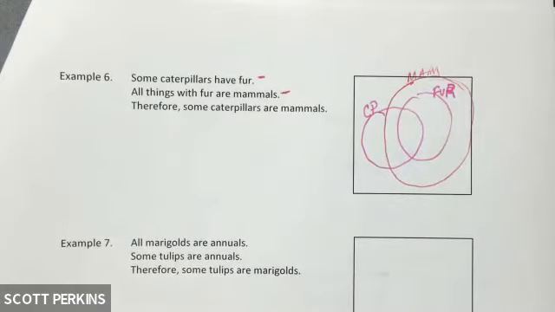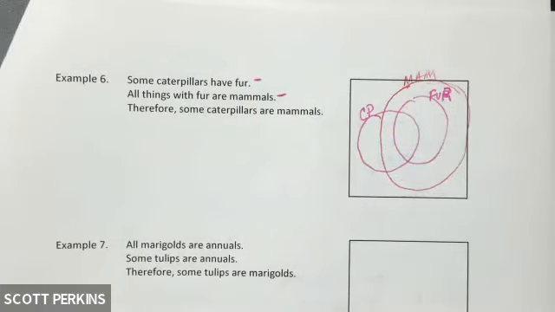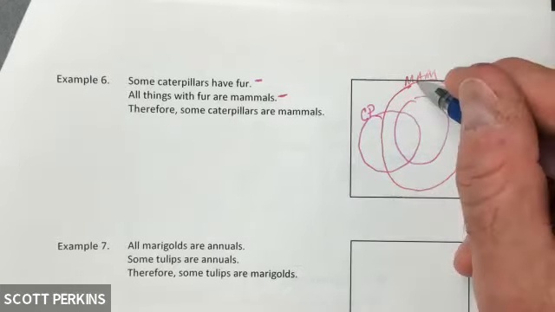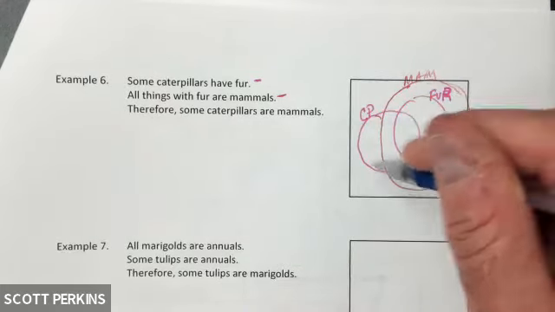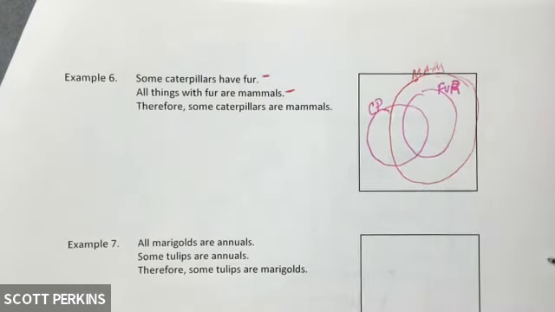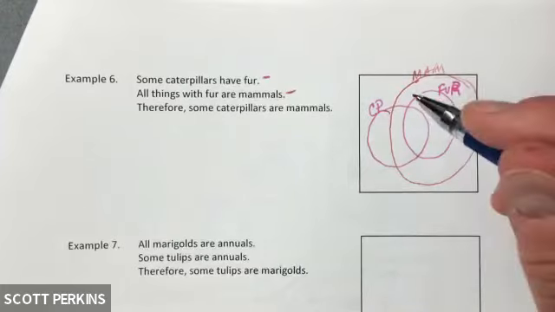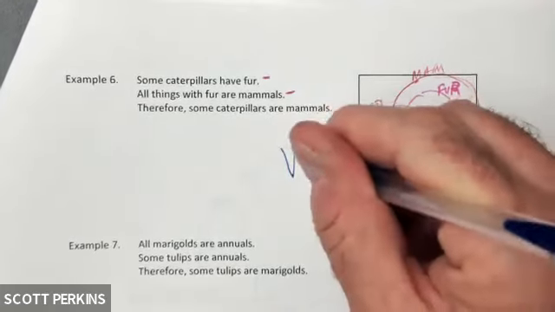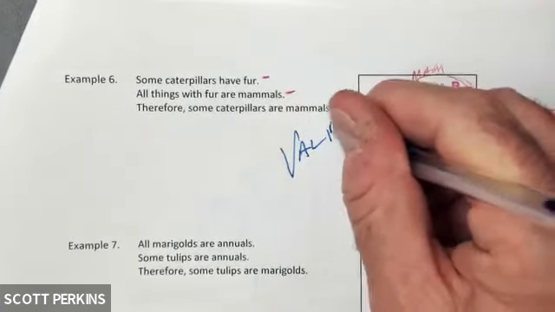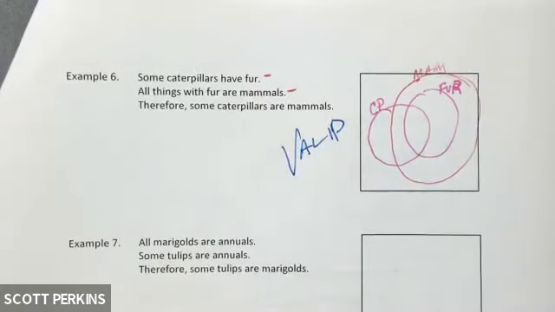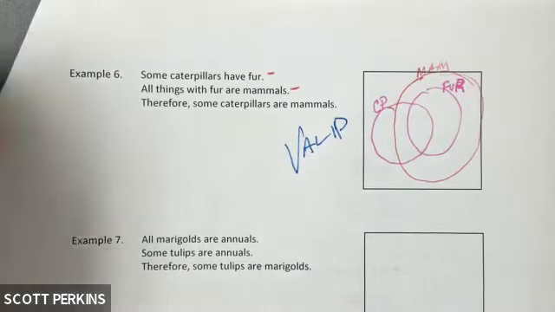So given that, can I come to the conclusion that some caterpillars are mammals? Yes, that is going to be good. Even if you drew the circle all the way around, even if all the caterpillars are in the mammal circle, that also implies that some caterpillars, there's some group of caterpillars. So this is a valid argument right here. All right, we've just got two more.